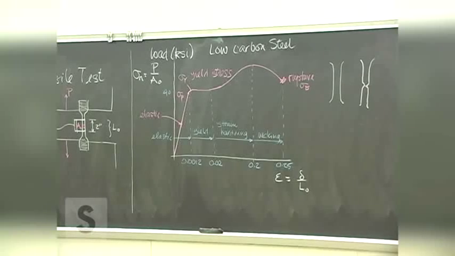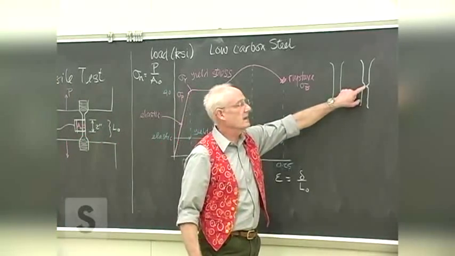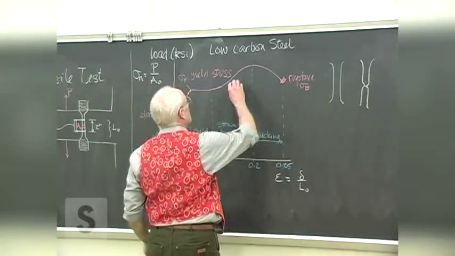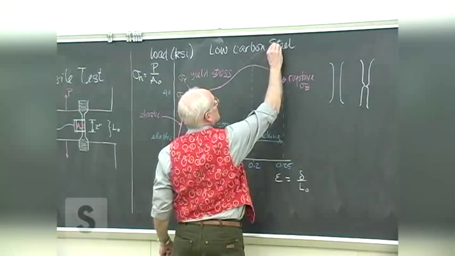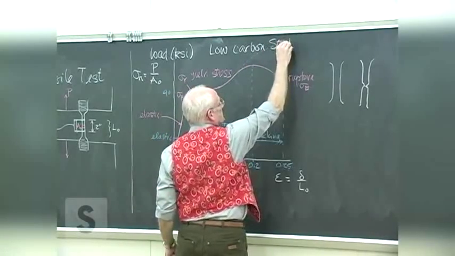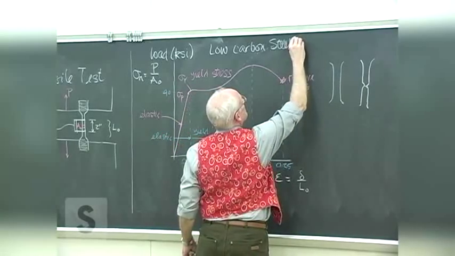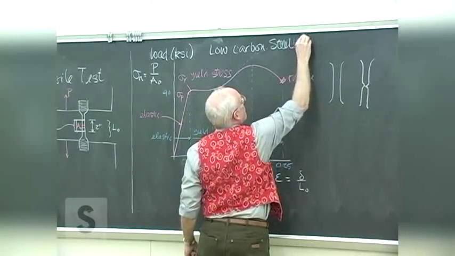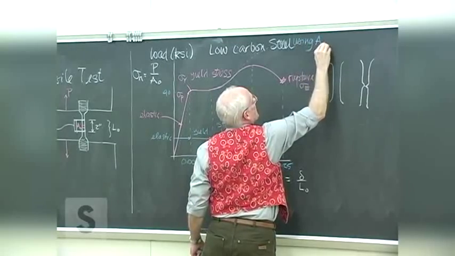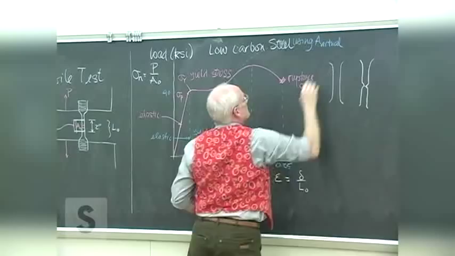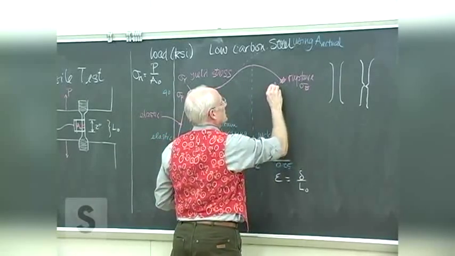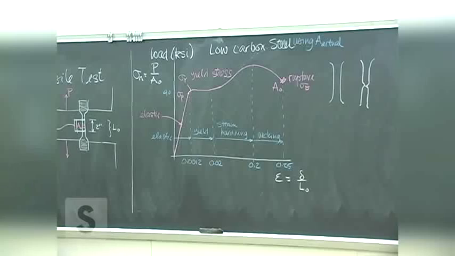If, however, the curve had been calculated with this new cross-sectional area, the actual cross-sectional area, the curve would have gone more like this, and then ruptured at the same place. So that's using the actual. This is with the original, which is no longer the true cross-sectional area of the piece because of this change in cross-sectional area.